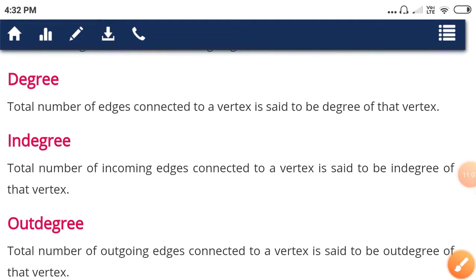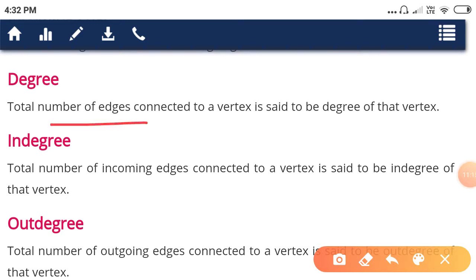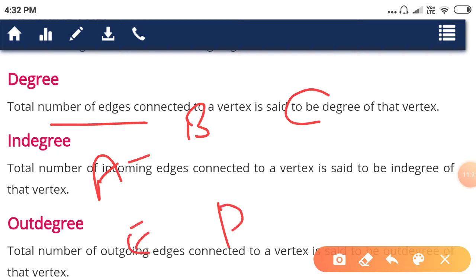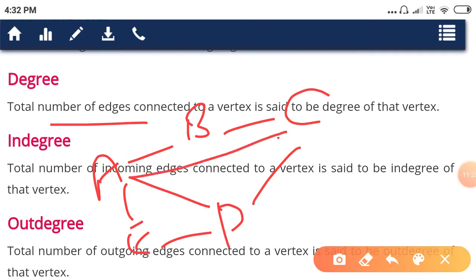Next, degree. The total number of edges connected to a vertex is said to be the degree of the vertex. The edges here go to A, B, C, D, E. Now what is the degree of this one? Here it is connected with A, C, D, E. So it is 4. The degree of A is 4.